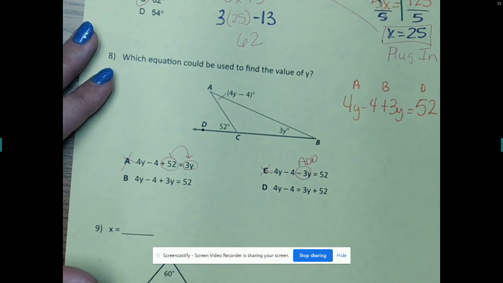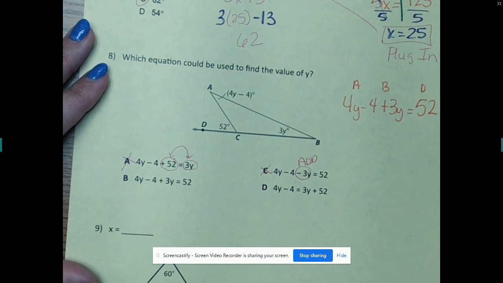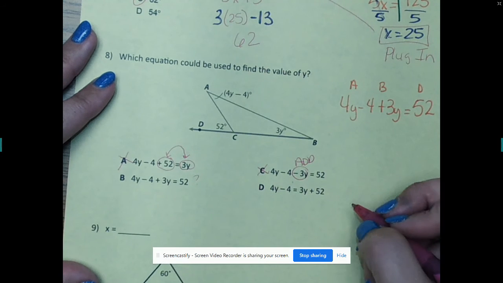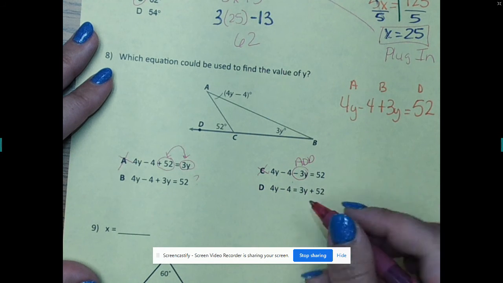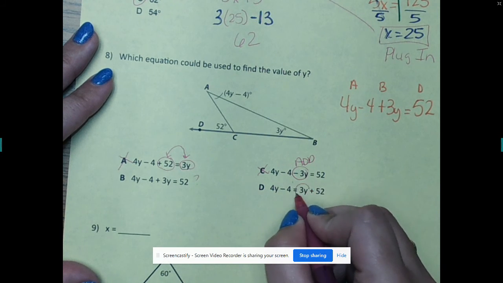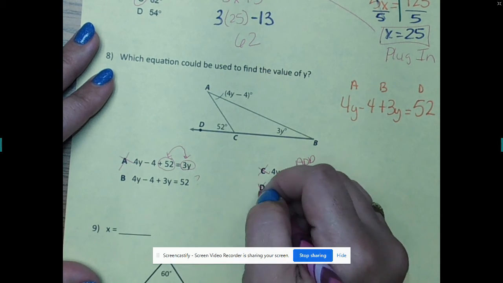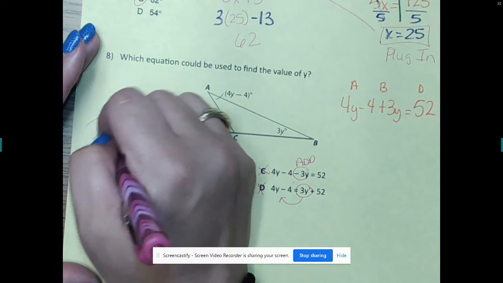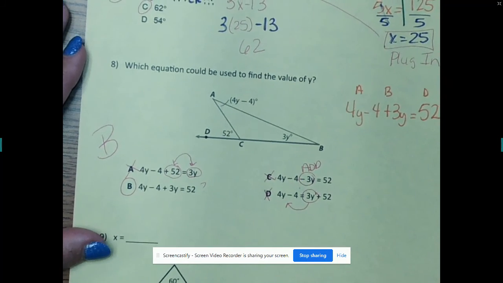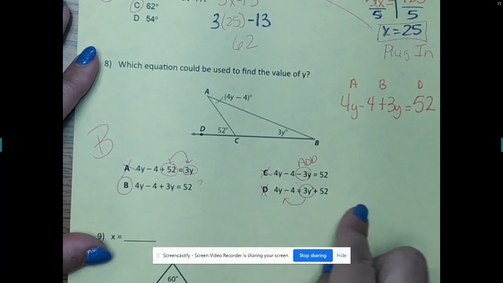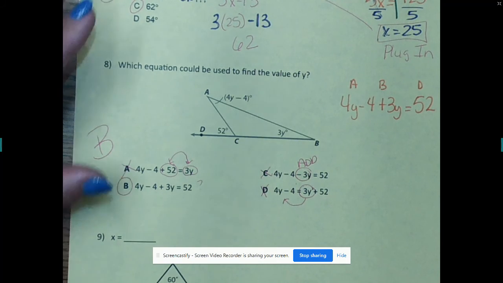Okay, what's wrong with B, as in boy? Nothing. Okay, what's wrong with D? It's 3y plus 52. Okay, where should the 3y be? Over here on the other side. So which one is it? B, as in boy. If you know how to write it, then an answer like this should be easy. Okay, I'm going to let you do the last one by yourself.